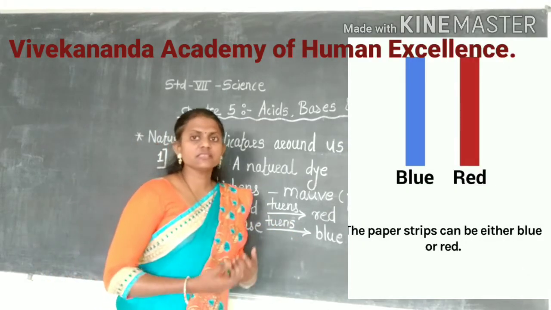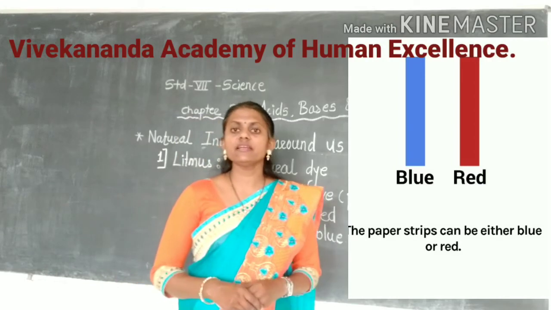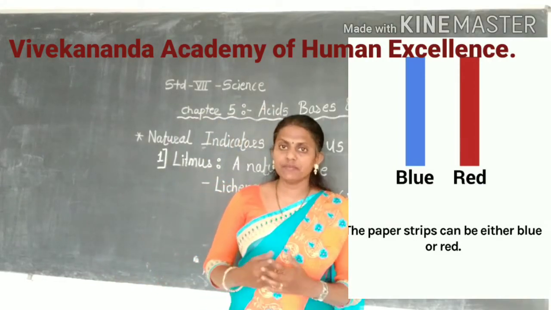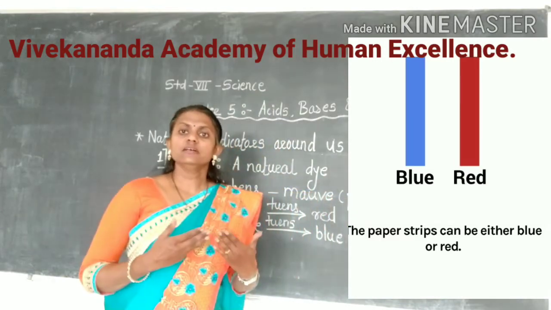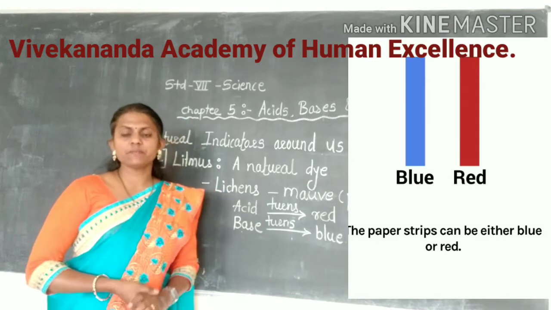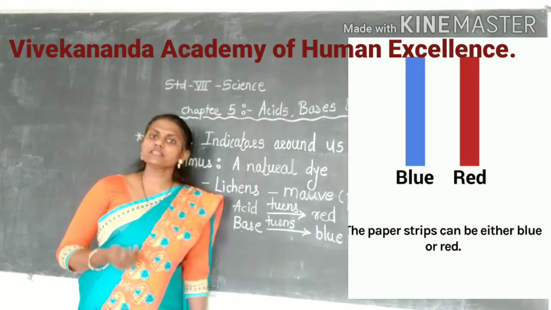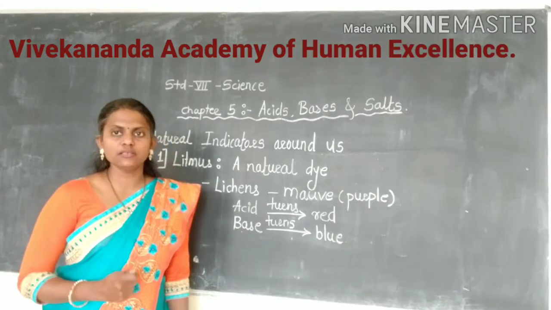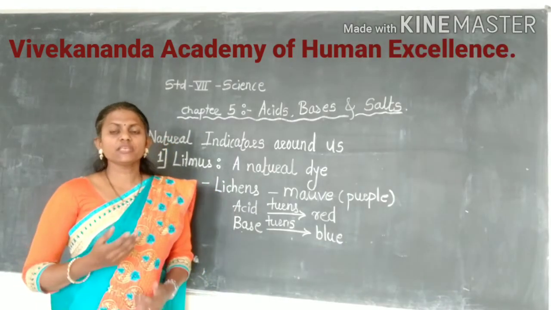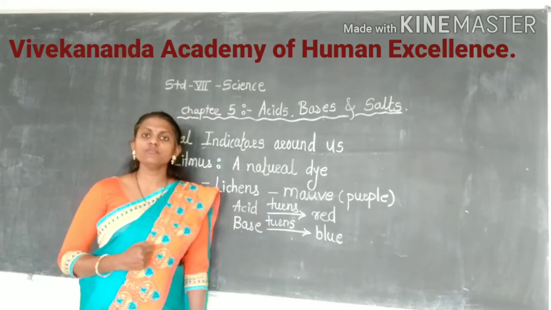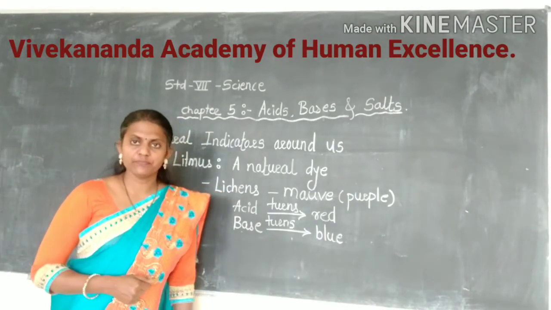This litmus is easily available everywhere, and litmus papers are also available. Red litmus paper and blue litmus paper. With the help of litmus paper, we can test whether a solution is acidic or basic. So we can test different kinds of solutions with litmus paper.